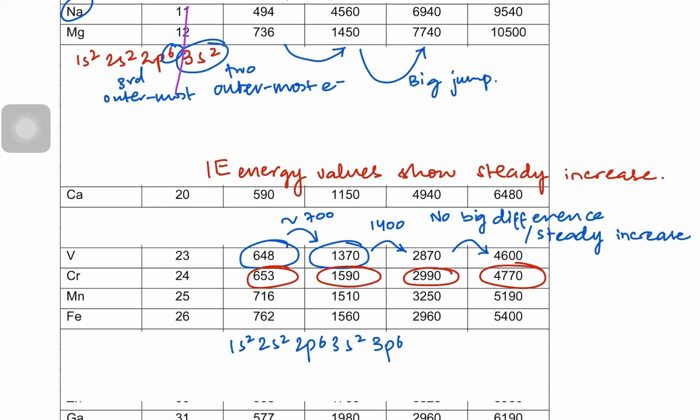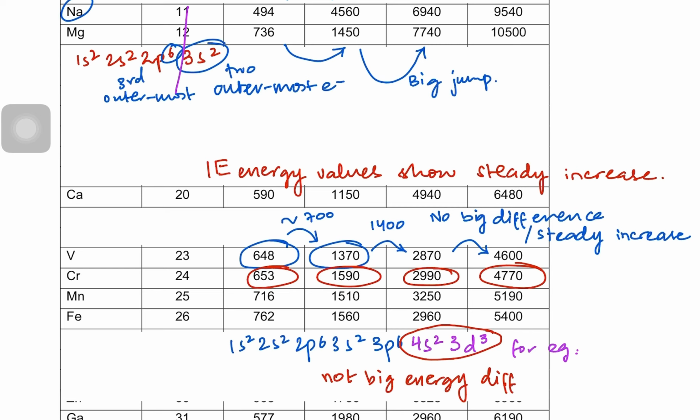1s2, 2s2, 2p6, 3s2, 3p6, and then let's say I'm considering 4s having 2 electrons and 3d having, for example, 3 electrons in it. So the energy difference between the 4s subshell and the 3d subshell is not big. Not a big difference between 4s and 3d.